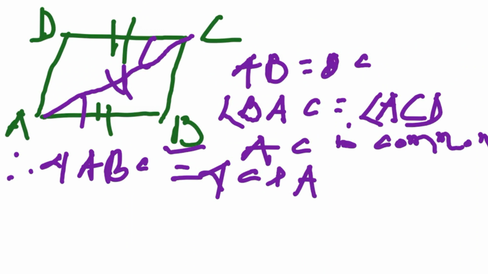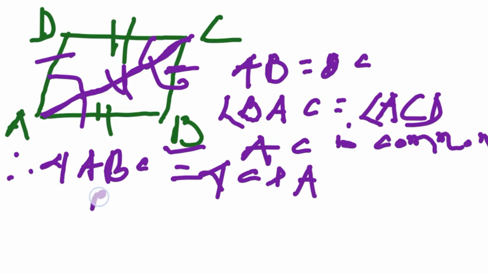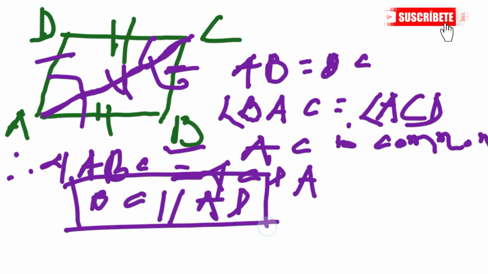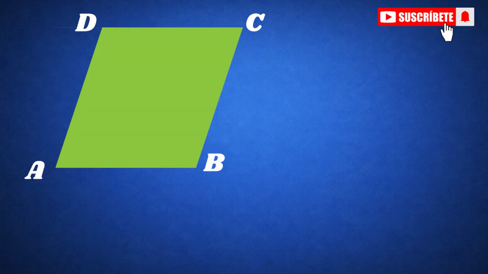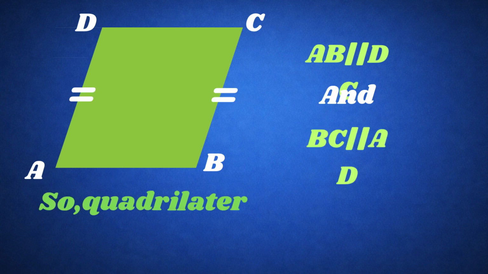Therefore, angle ACB is equal to angle DAC, corresponding angles of the two congruent triangles. But the transversal AC intersects the straight lines BC and AD, and the two alternate angles become equal. So BC is parallel to AD. Since in the quadrilateral ABCD, AB is parallel to DC and BC is parallel to AD, it is a parallelogram.